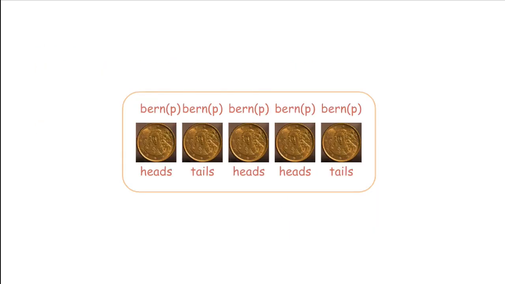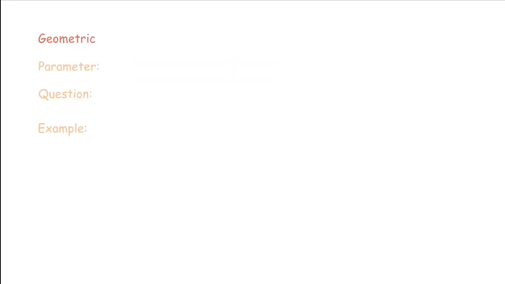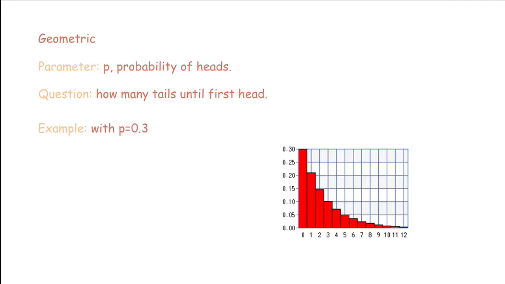But there are other interesting questions we can ask about the situation, such as how many tails until we get the first heads? For that, we have the geometric distribution, and it gives us the probability of each number of tails before the first heads. For example, with p equals 0.3, having no tails at all before the first heads is the most likely outcome, with probability 0.3, which is p, obviously.